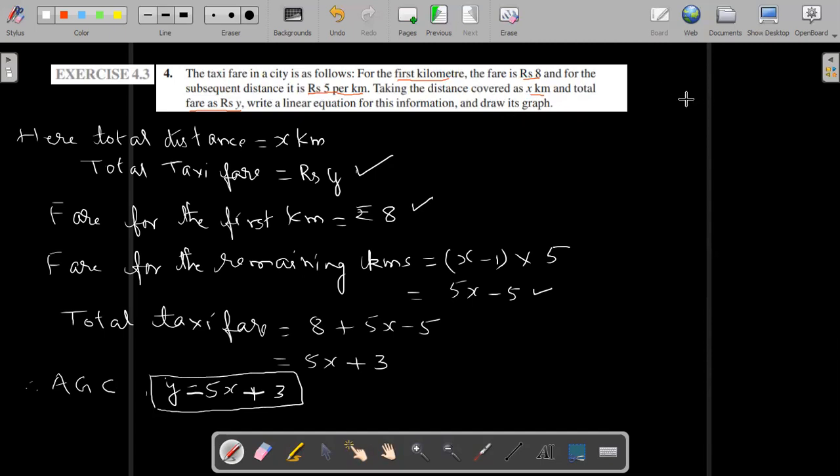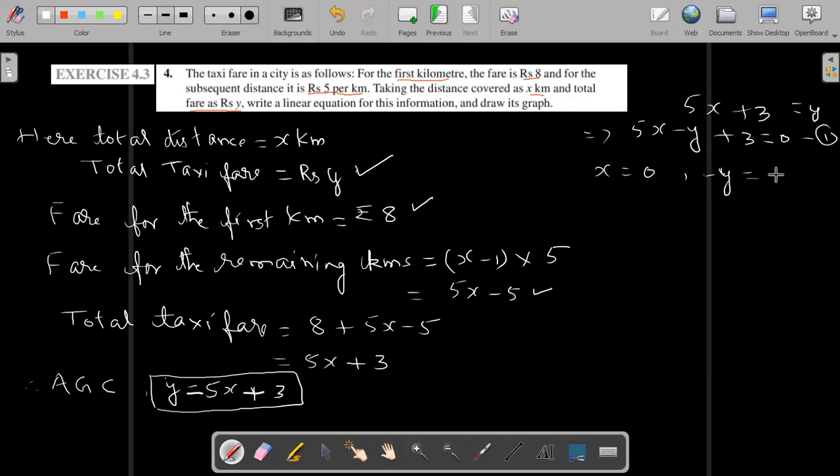Now draw its graph. So 5x plus 3 is equal to y. So we can write 5x minus y plus 3 is equal to 0. Its graph we have to find out. So we can take some values to draw the graph. So we are taking x is equal to 0. Then y is equal to 3.